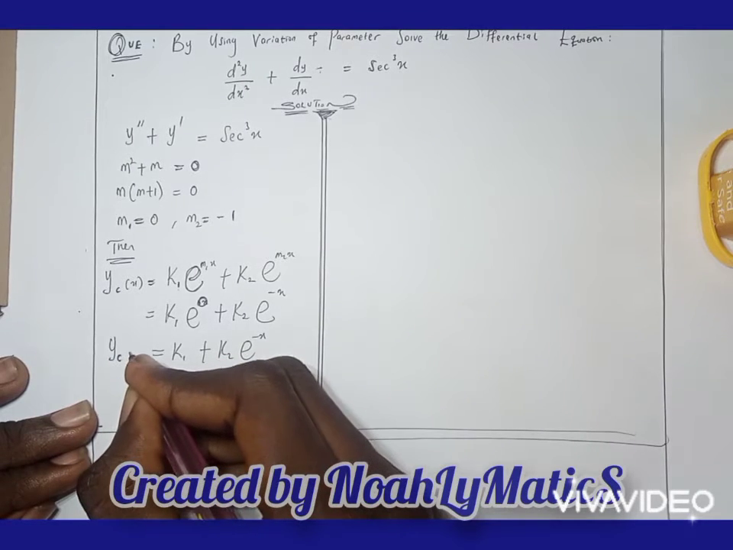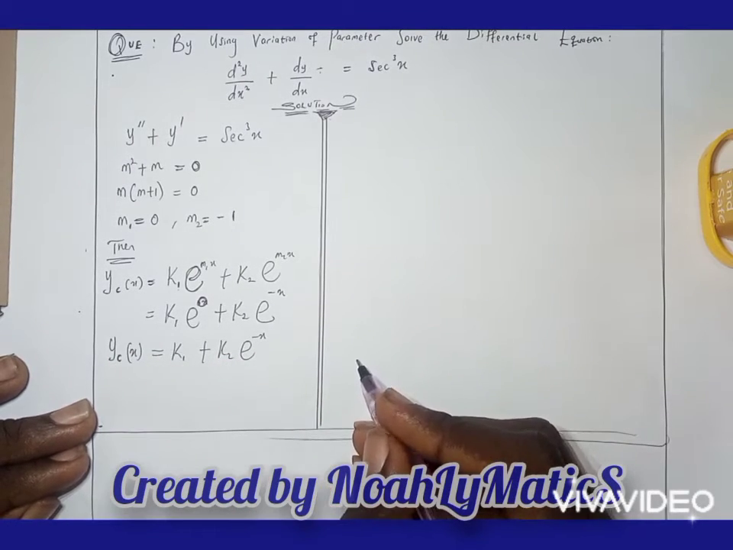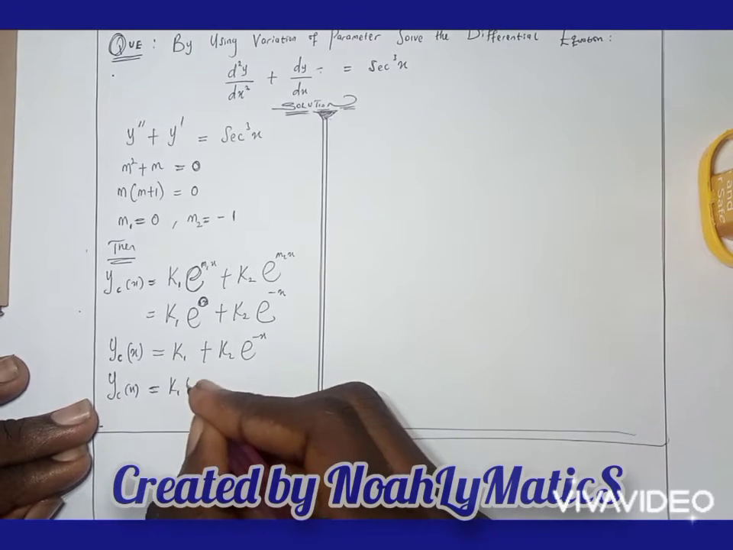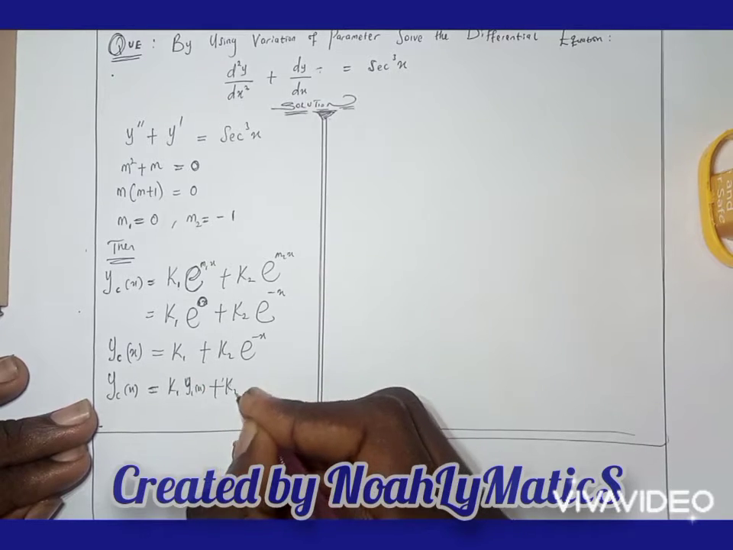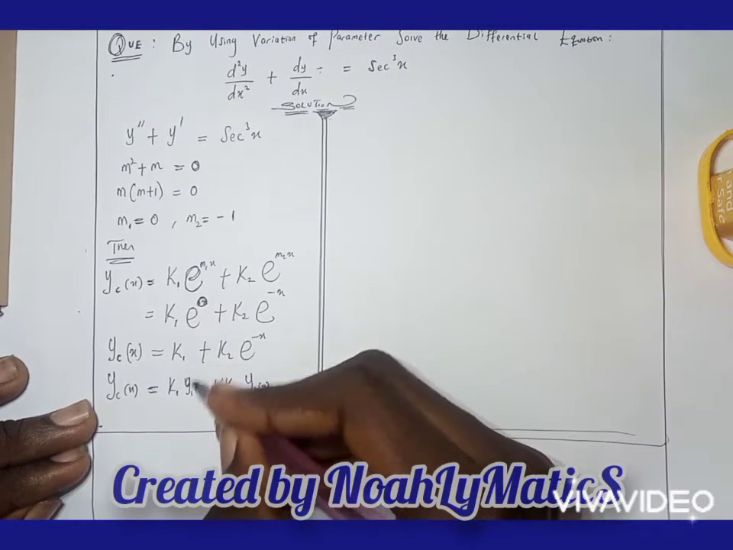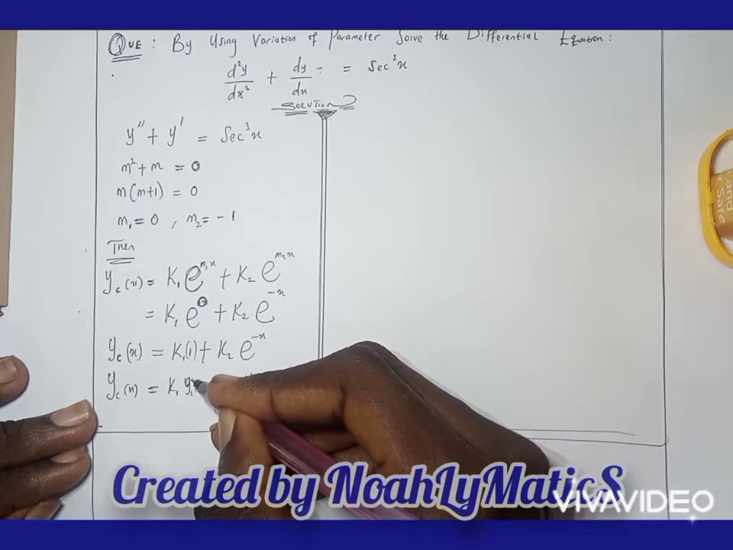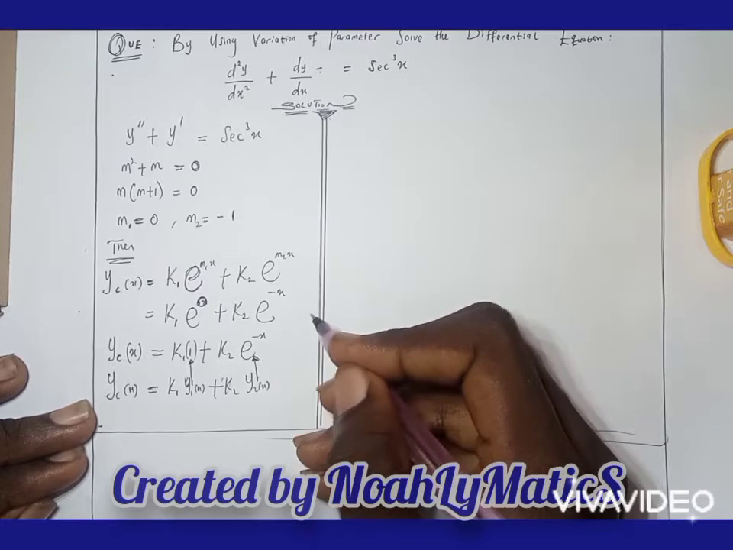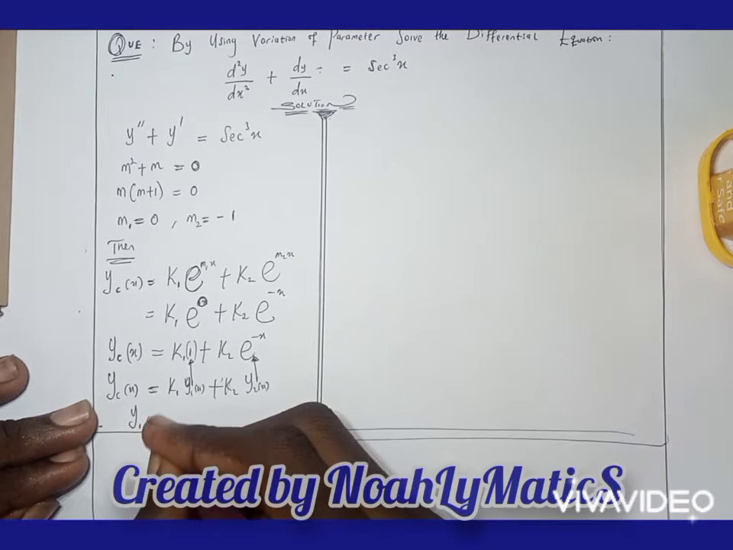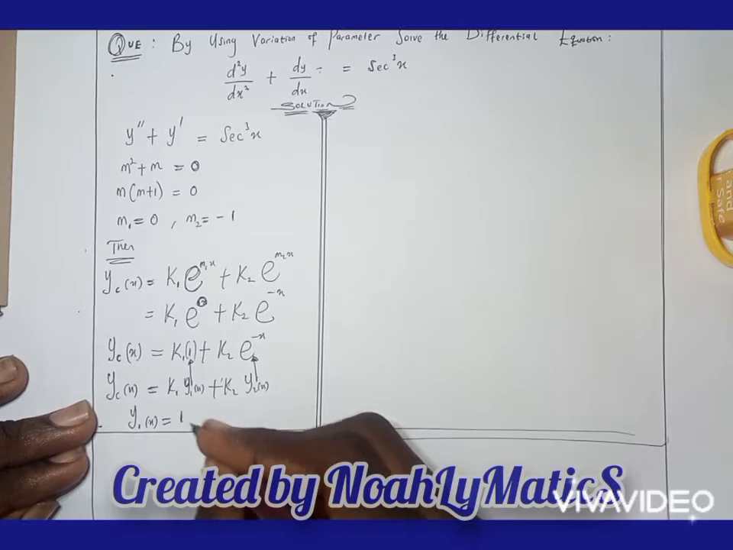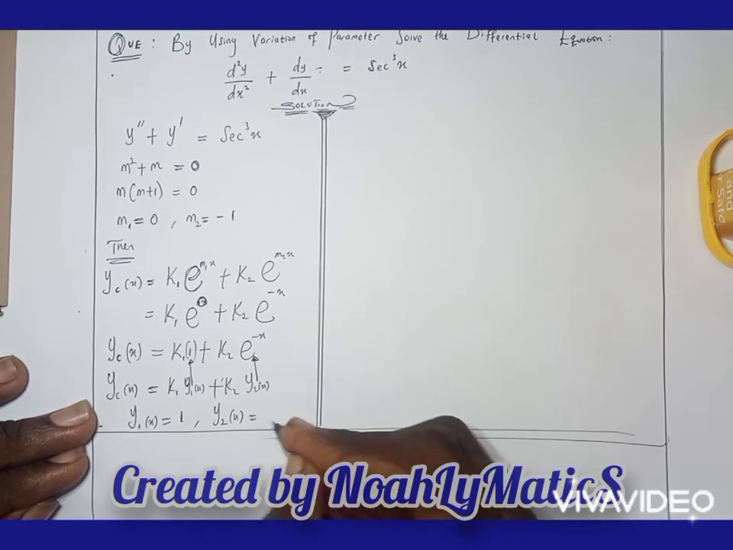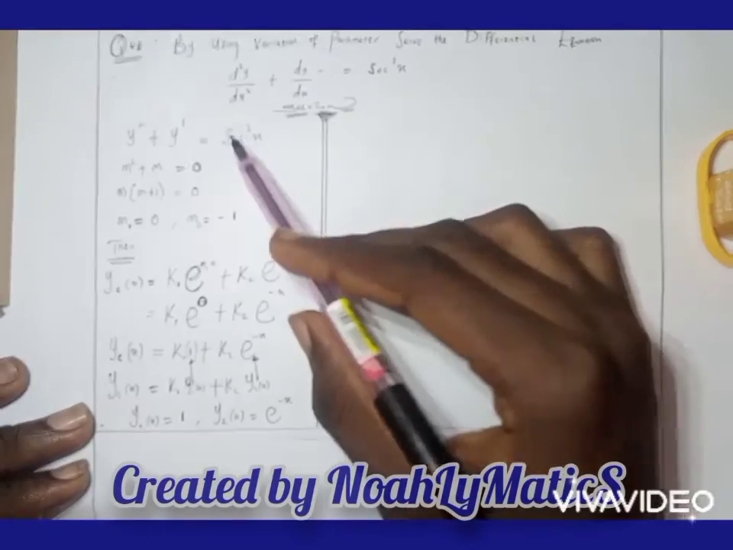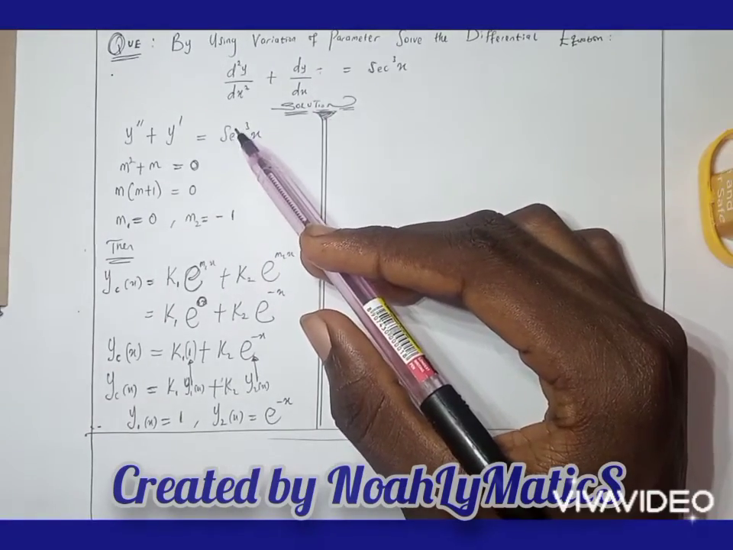So this is our complementary solution from the differential equation given. We should have our complementary solution as k1 y1 of x plus k2 y2 of x. By comparing, I noticed that y1 is 1 and y2 is exponential raised to the power of minus x. So since y1 of x equals 1 and y2 of x equals exponential of minus x, to use variation of parameters to solve this differential equation, there's a particular formula we need to make use of.